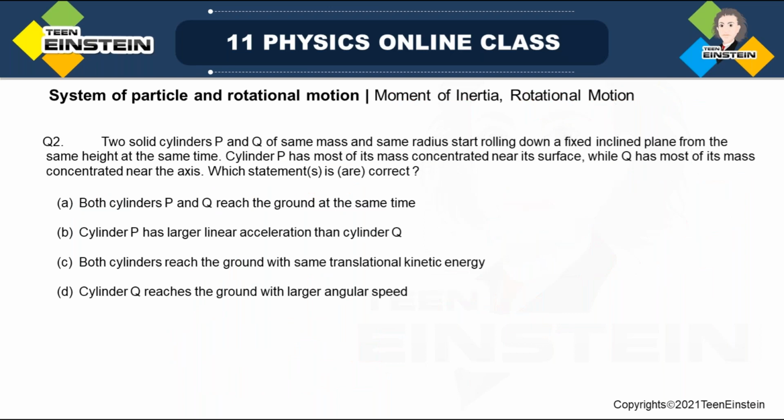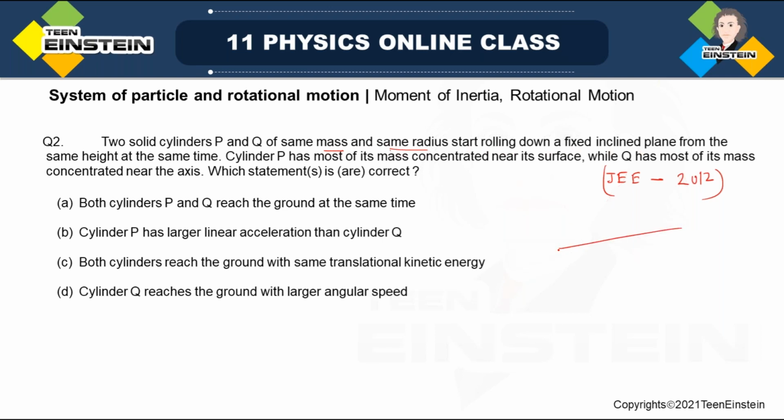This question was asked in JEE 2012. Okay, let us read the question. Two cylinders P and Q of same mass and same radius start rolling down a fixed inclined plane.